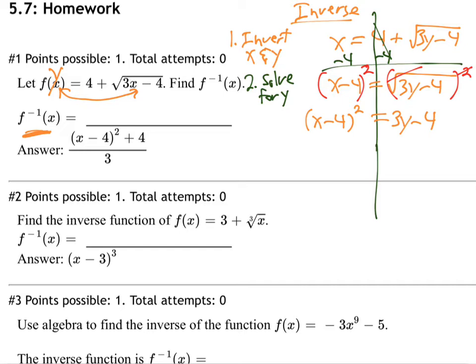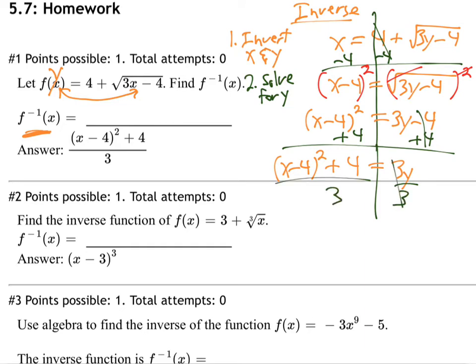Now we're getting close. So now we just add the 4 to both sides. And so we have x minus 4 squared plus 4. Last step to get y alone, divide by the 3. And there is the answer. That's the inverse function. We inverted x and y, switched x and y, trade positions, and then we just solved for y.